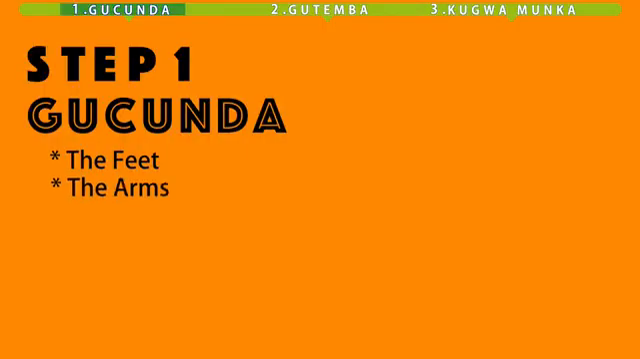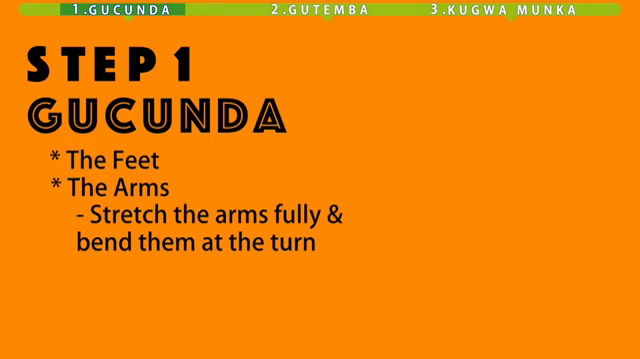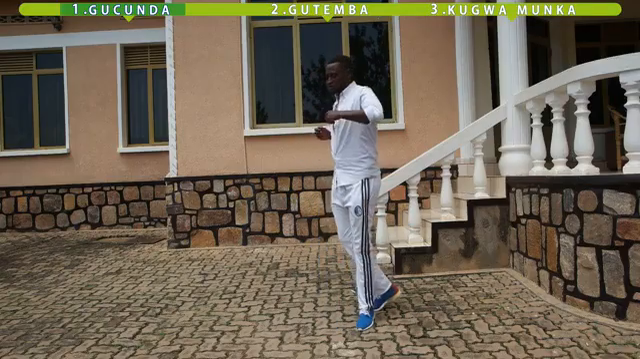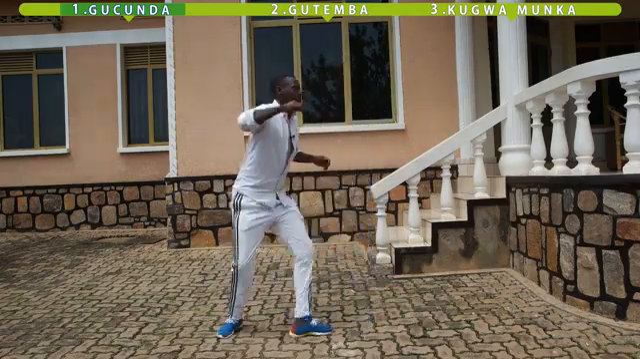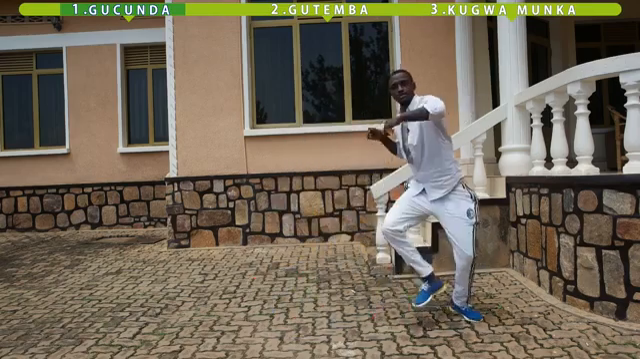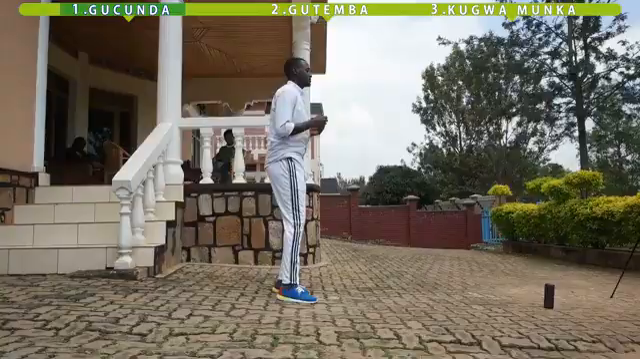Next, the arms. Stretch your arms fully and bend them at the turn. Watch how Alain does it. You go like this.